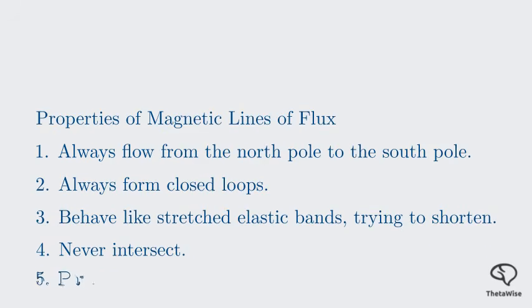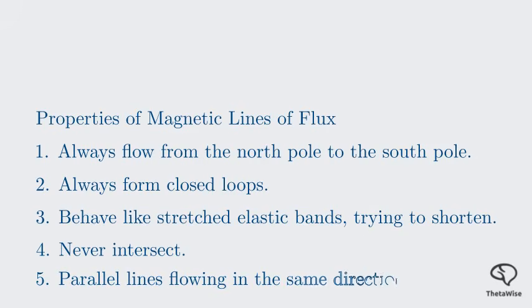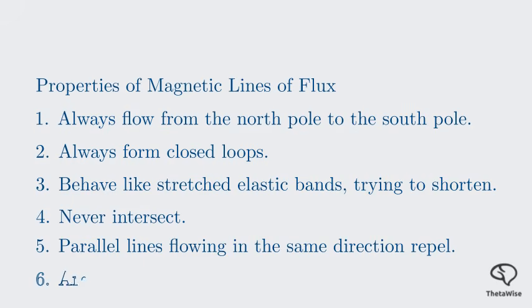Fifth, magnetic lines that are parallel and flow in the same direction will always repel each other. This is why similar poles repel. The flux lines between them are in the same direction and exert a repulsive force, pushing the magnets apart. Finally, magnetic lines of flux are vector quantities. This means they have both a magnitude or strength and a direction. This vector nature is crucial when we talk about combining fields later on.